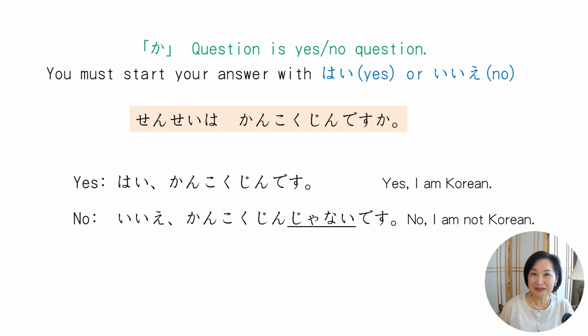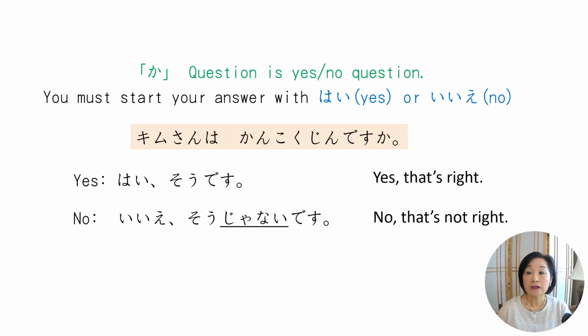それでは練習しましょう. Let's practice. Okay, so this is a question sentence. 先生は韓国人ですか? Are you Korean? And if the answer is yes, I should say, はい、韓国人です. Yes, I am Korean. If the answer is no, I should say, いいえ, and then negate the sentence, 韓国人じゃないです. No, I am not Korean. You may use this word, そうです to say that's right, and そうじゃないです to say that's not right.